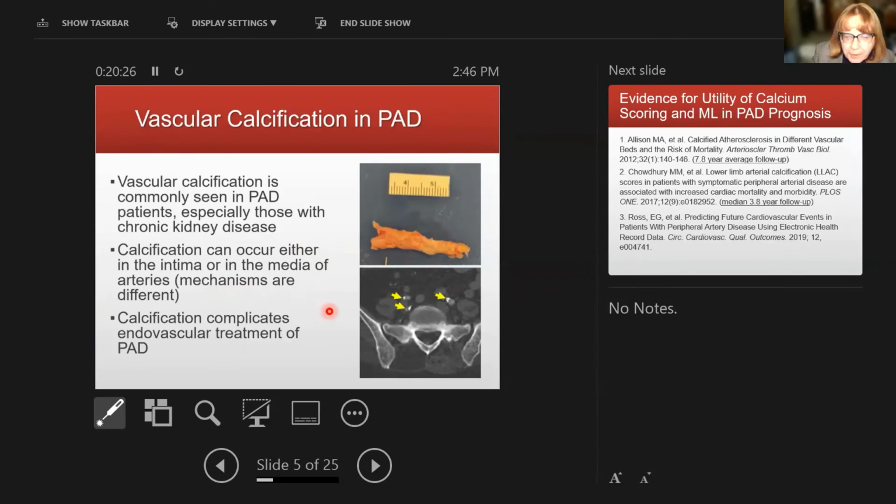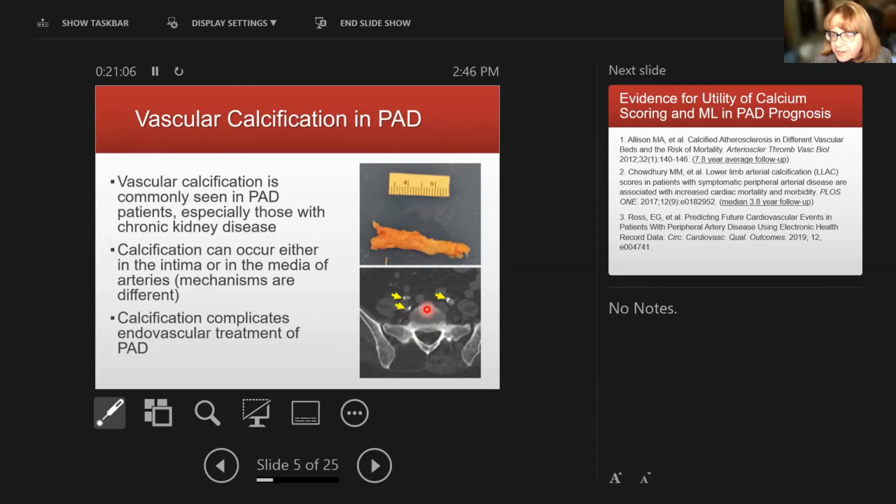But more importantly, from the perspective of the surgeon, it complicates the endovascular treatment. So one approach to endovascular treatment is angioplasty, where a balloon-tipped catheter is inserted into the vessel, and the balloon is expanded to try to open up the vessel and restore blood flow. This doesn't work if the vessel has become heavily calcified. And it also complicates open surgery as well, because the surgeon has to deal with a vessel that has basically turned into a tube of bone.